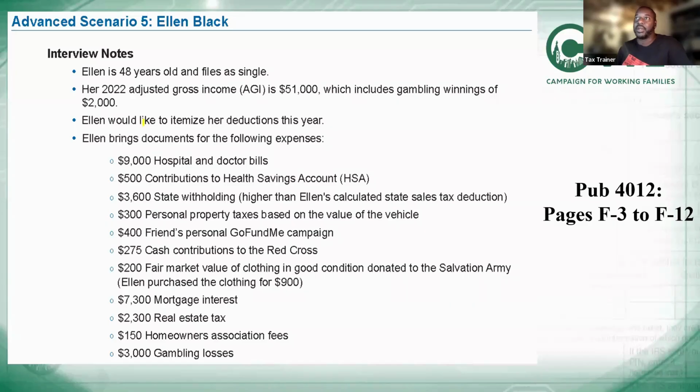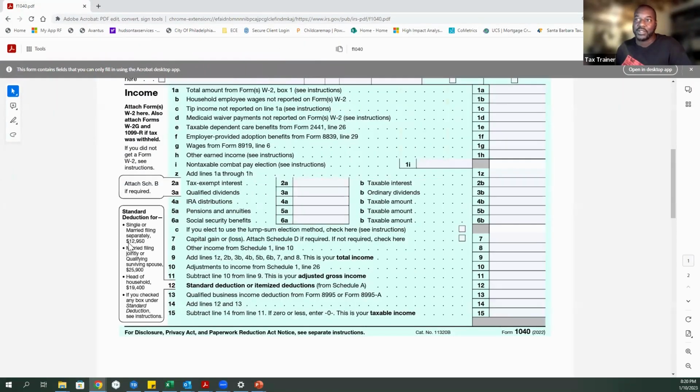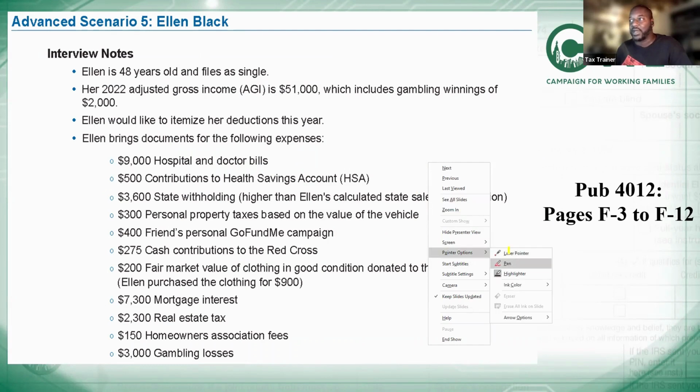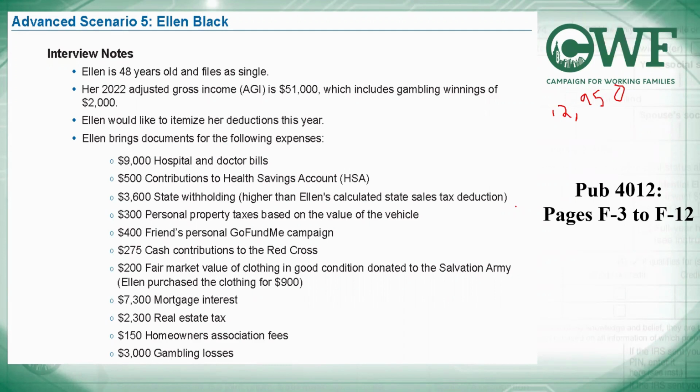So in this example, this person, Ellen, is 48 years old and she wants to file as single. As a single person, her standard deduction is $12,950. I want to know if I can itemize more than $12,950. So my benchmark when I'm thinking about itemization is to see if I can come up with more than $12,950. Let's put that over here, because if I don't come up with more than $12,950, itemization does nothing for me, right? Gotcha. All right, so let's see if we can do that.